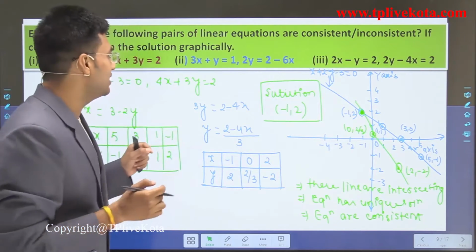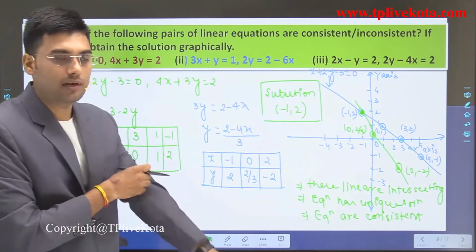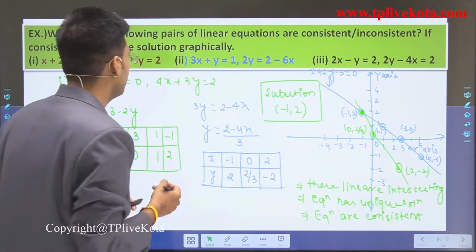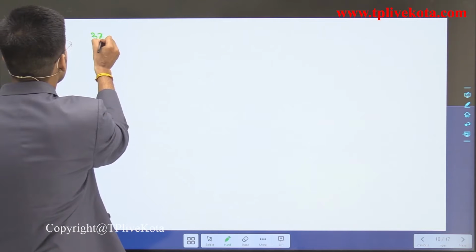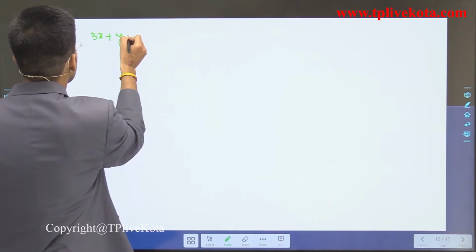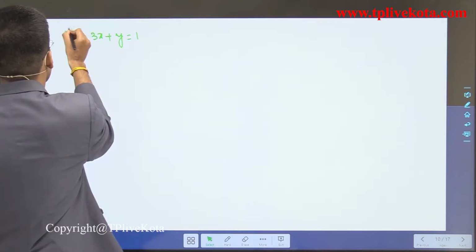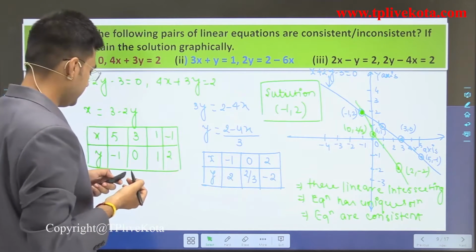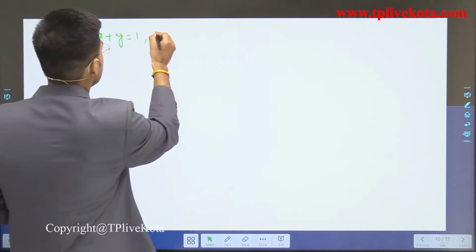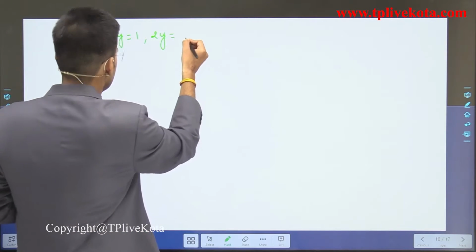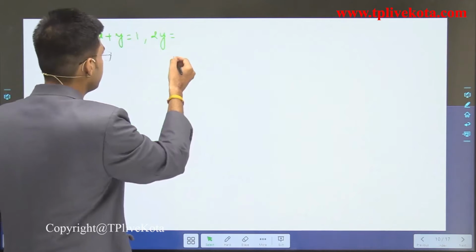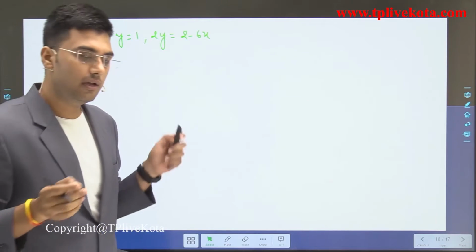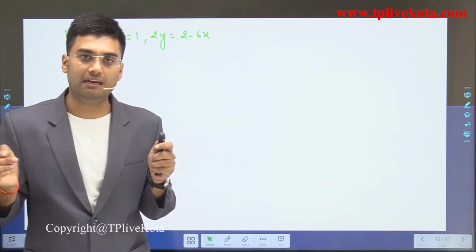So after this, let's solve the second part of this question, and the second part is 3x plus y equals 1. This is our first equation, and the second equation is 2y is equal to 2 minus 6x. This is our second equation. Again we have to solve it graphically.